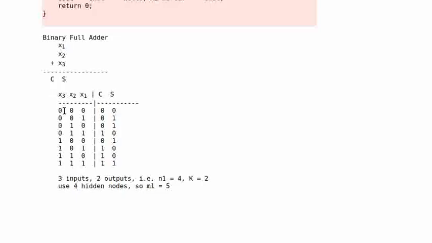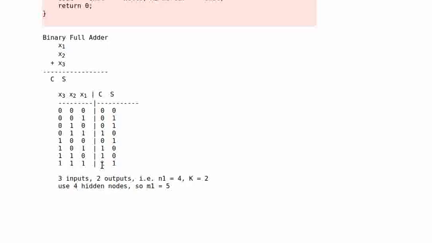When we add 0 to 0 to 0, we get a sum of 0 and a carry 0. 0 plus 0 plus 1, we get a sum of 1 and carry 0. The same for 0, 1, 0, we get 0, 1. When we add 0 to 1 to 1, we get a sum of 0 and a carry 1. And 1, 0, 0 gives 0, 1. 1, 0, 1, we add 2 ones, we get a sum of 0 and a carry of 1. 1, 1, 0 gives 1, 0. And when we add 1 and 1 and 1, we get a sum of 1 and a carry of 1.